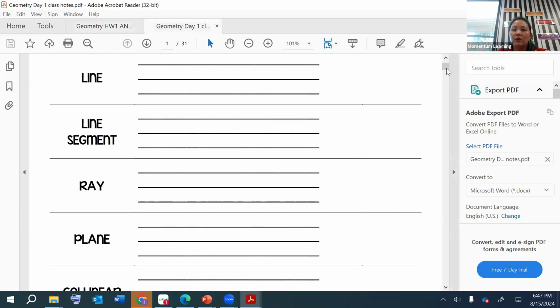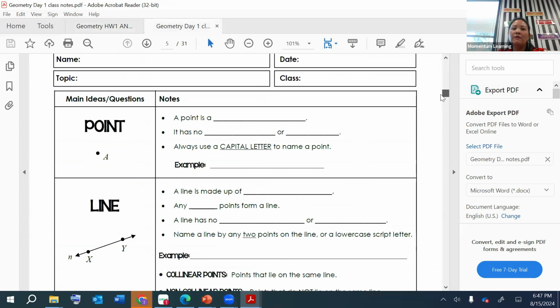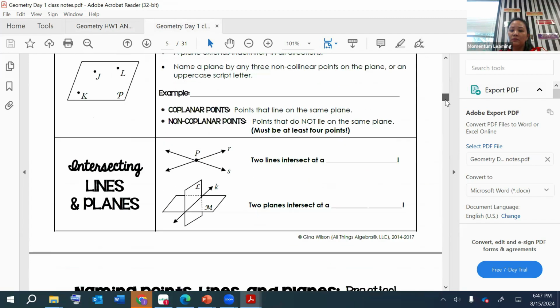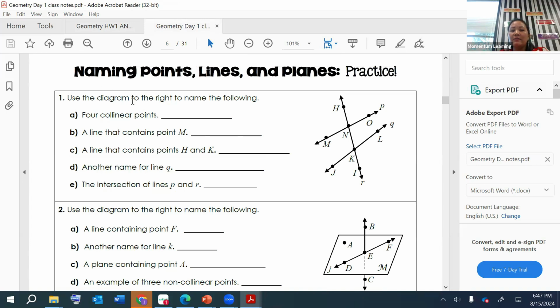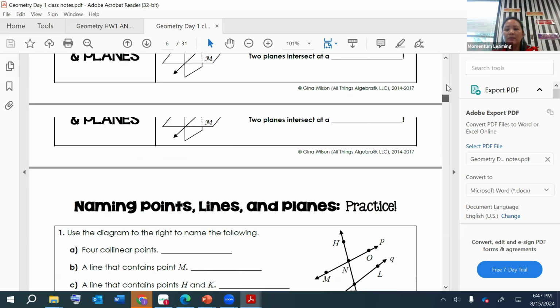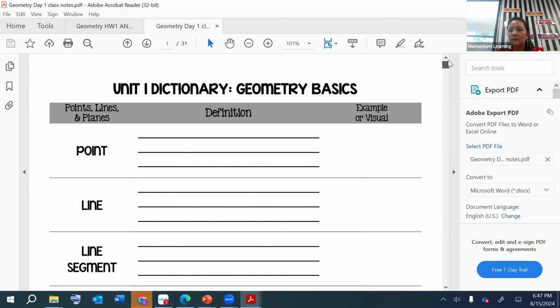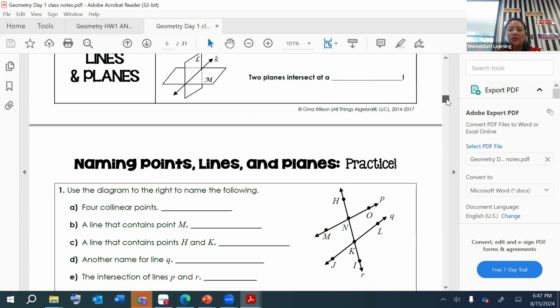Then we will start working on the examples from the note. From what we go over so far, we're going to use it to fill in the blank notes. And then what does the practice look like for us? For example, naming point, plane, and line. How do we apply what we learn from the PowerPoint or from the basic geometry definitions here? How can we apply these definitions to our lessons or your assignment?